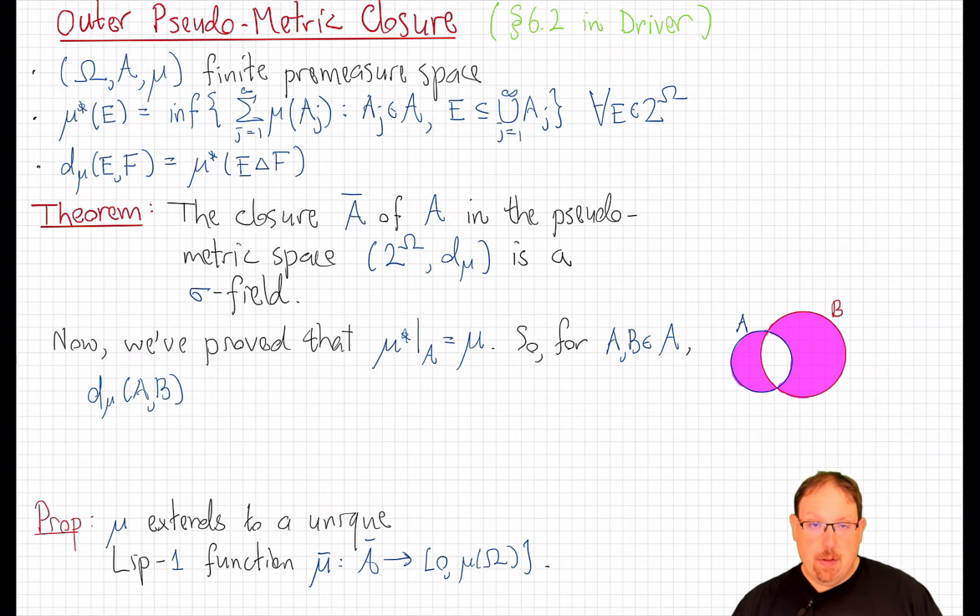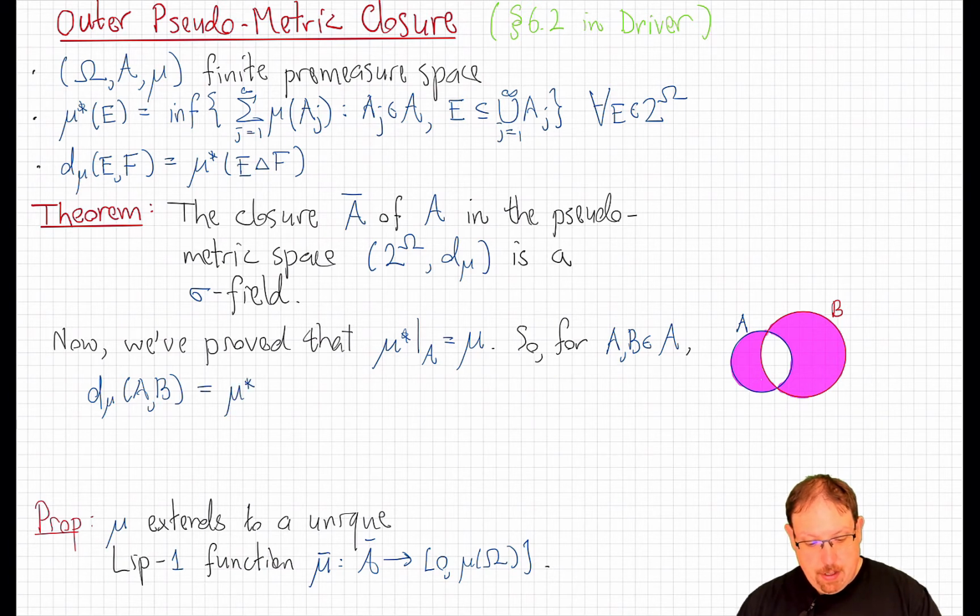Now, first we need to define the extension. In order to do that, we're simply going to show that this function, defined on this subset of the metric space, is sufficiently continuous that it automatically extends to the closure. Let's see how we do that. We've already proved last time that on the field, the outer measure restricts to the premeasure.